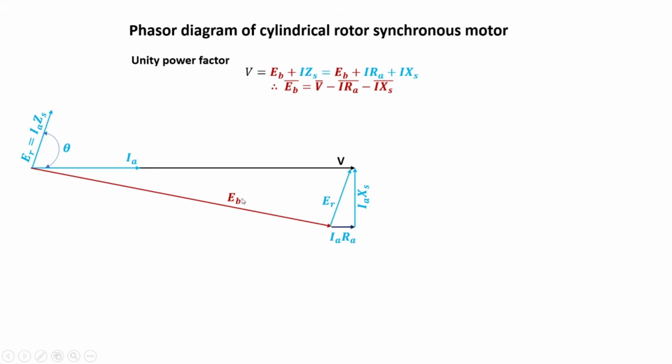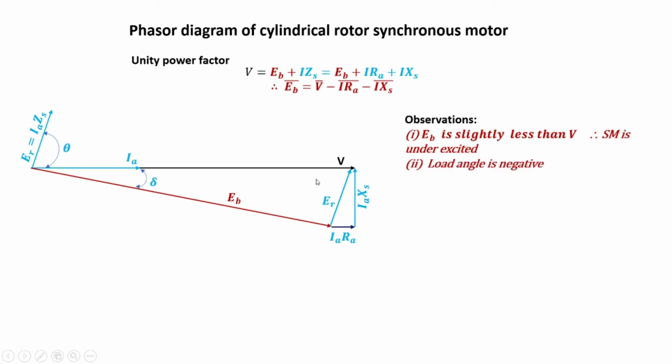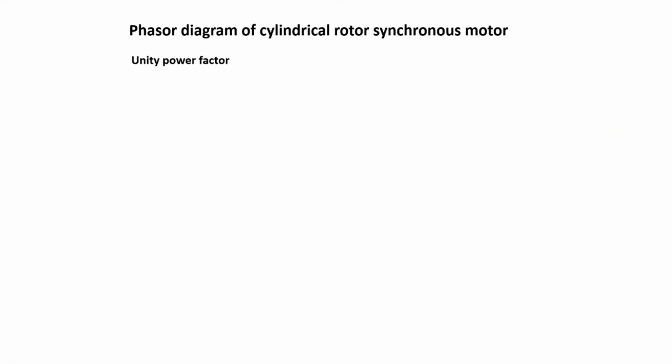Angle between V and EB is delta. Here also we can see that load angle is negative, and angle between EB and IA is psi, the internal power factor angle. So from this phasor diagram, it is clear that EB is slightly less than V. Therefore, under this unity power factor condition also, the synchronous motor is operating under excited situation. Then the second point is load angle is negative, and the third point is here internal power factor angle psi is equal to load angle delta.